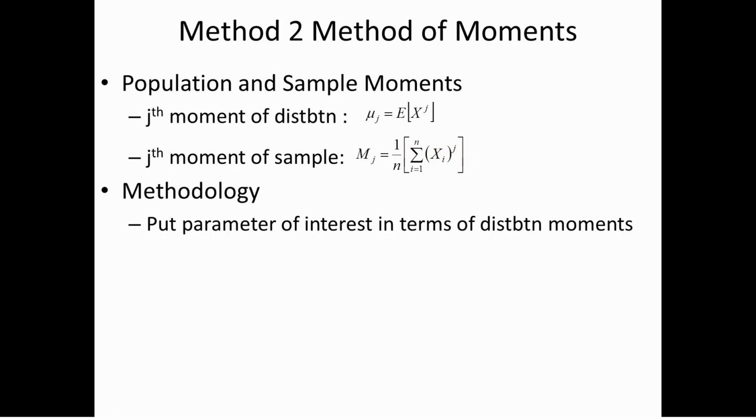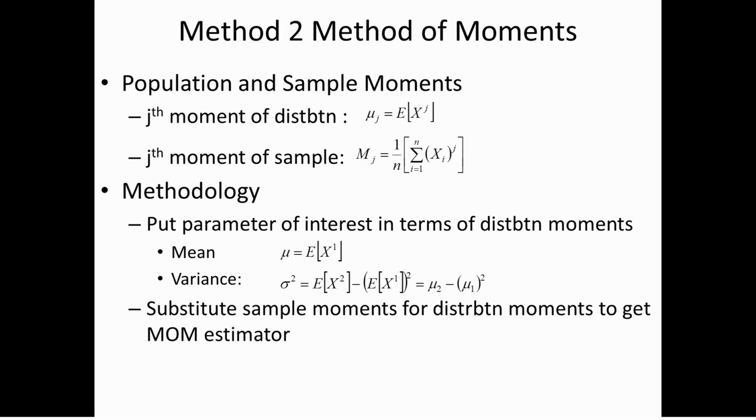We start off by putting the parameter of interest in terms of the distribution moments. This is usually the hardest step. For the mean, we know that the mean is equal to the first moment. We know the variance is equal to the second moment minus the first moment squared. So this is the second distribution moment minus the square of the first distribution moment. Now all you do is substitute the sample moment for the distribution moment, and that gives you your estimator.